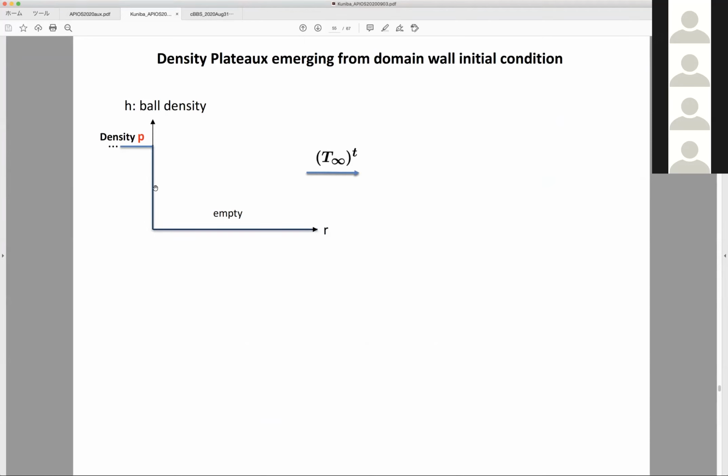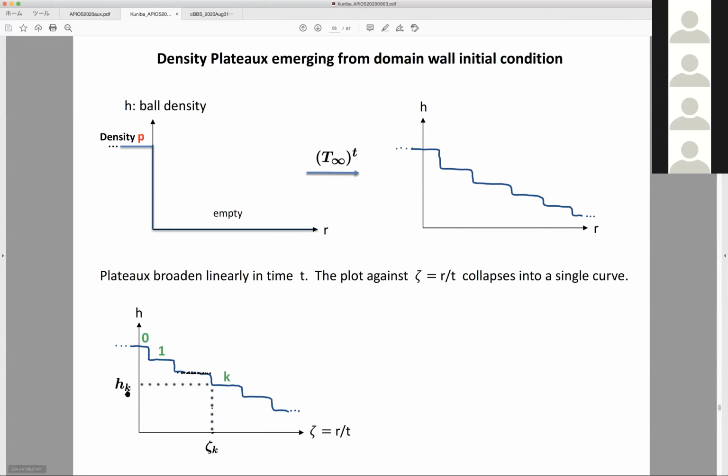And then I remove this wall. That means I apply the BBS dynamics starting from this initial condition. And then what happens is density plateaus appear in the density profile. And the problem is to describe this universal curve, I mean these data h_k and zeta_k, analytically. That's the Riemann problem. And also to describe this diffusive broadening quantitatively. Those are the Riemann problem in this setting. And that can also be done for the higher rank case.